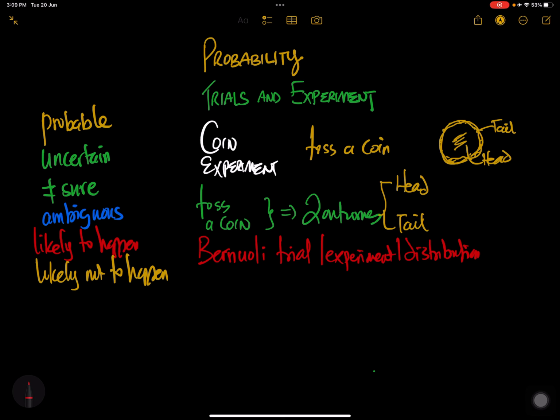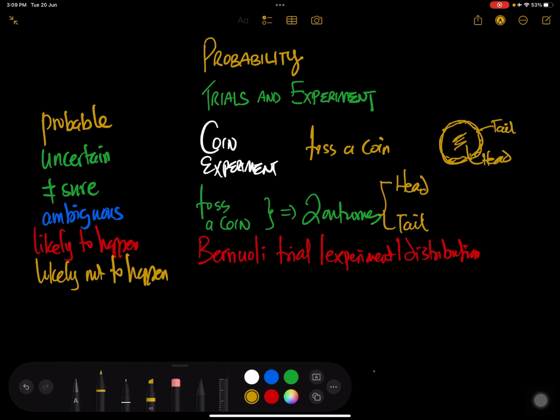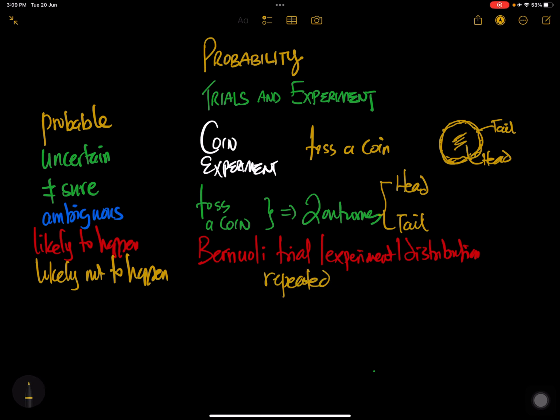But if this Bernoulli trial is repeated, the moment you repeat this Bernoulli, you are getting a different trial called the binomial trial, or the binomial experiment, or the binomial distribution. So the binomial distribution or trial or experiment is an expansion form of a Bernoulli experiment.